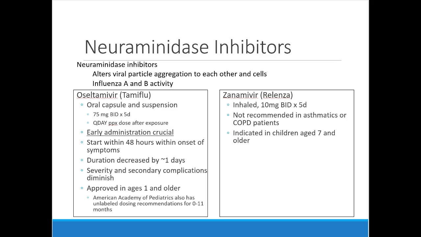Neuraminidase inhibitors. Tamiflu is the big one here, and that's a drug used for treatment of flu. We start this within 48 hours of symptom onset. Once you're out of that 48-hour window, Tamiflu is not effective. So really you have to catch it right away.